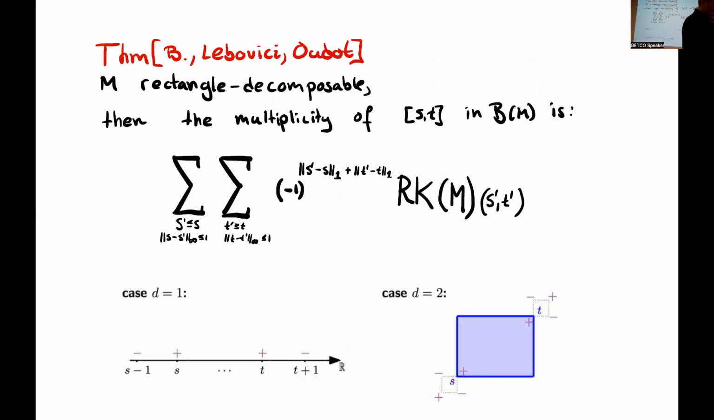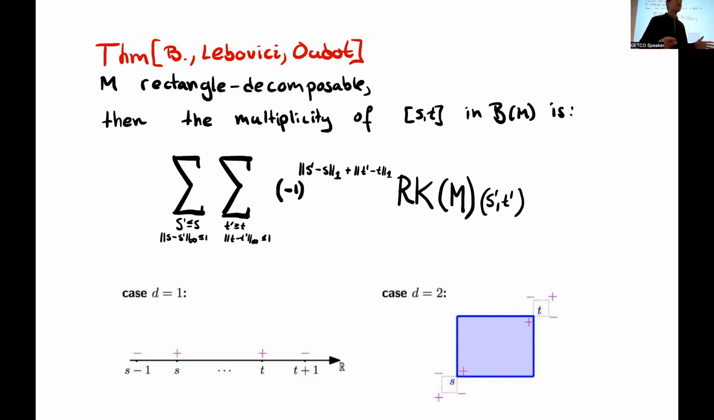Okay, so what we also observed in that paper is, given that you know that your persistence module is rectangle decomposable, how can I find the rectangles in the decomposition? Well, it turns out you can use an inclusion-exclusion formula that generalizes the one you know from 1D persistence. Remember we had something where you take the rank from S to T minus the rank from S to T plus 1, etc. You combine the pluses and minuses, and you got the multiplicity of the interval. You do the exact same thing here for the interval, let's say, from S to T, then the multiplicity of this interval in the decomposition is given by this inclusion-exclusion formula.